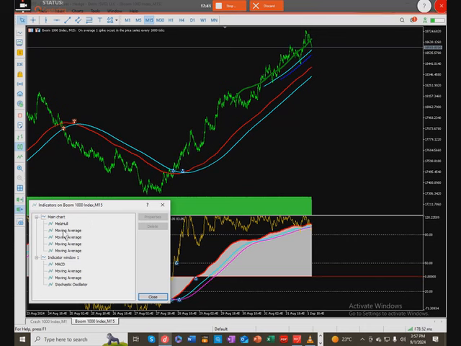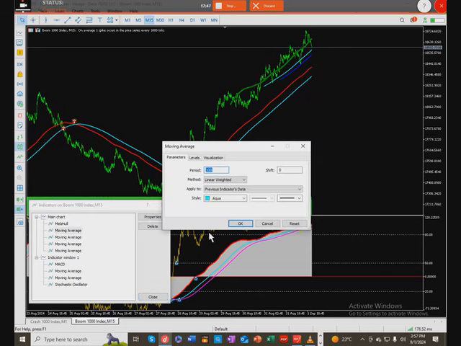We have that first moving average. That first moving average is period 100, method linear weighted, apply to previous indicator's data. All right, it's like that.